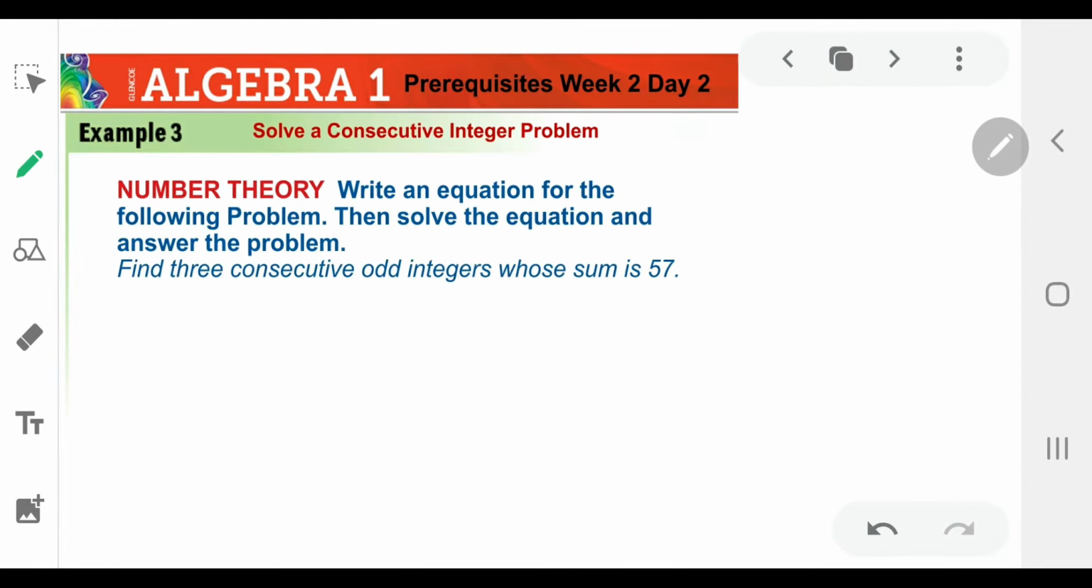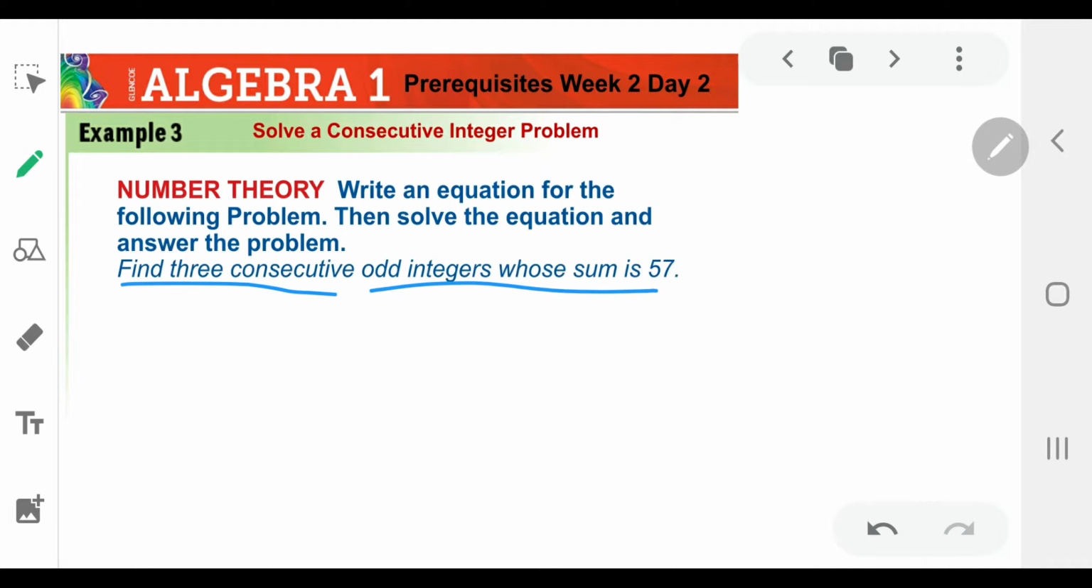Let's see the first example to apply this property. Write an equation for the following problem, then solve the equation and answer the problem. Find 3 consecutive odd integers whose sum is 57.